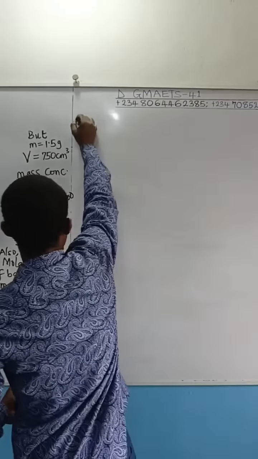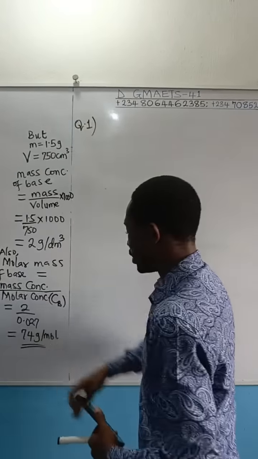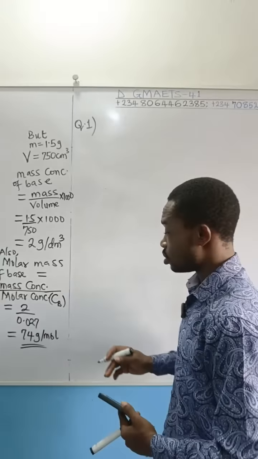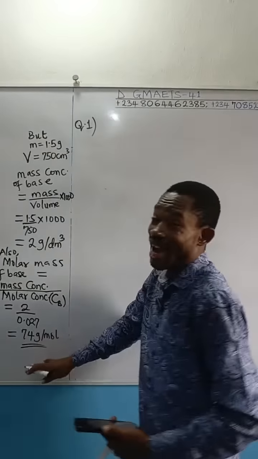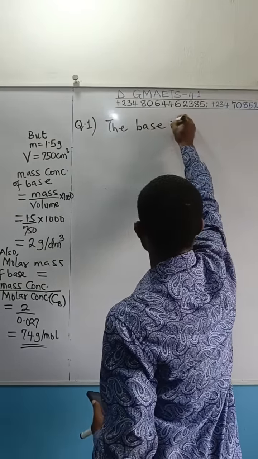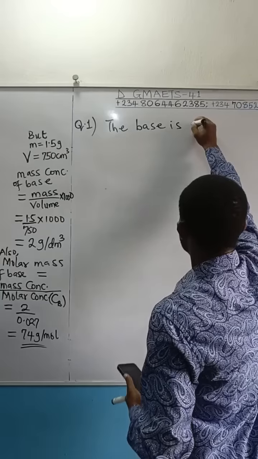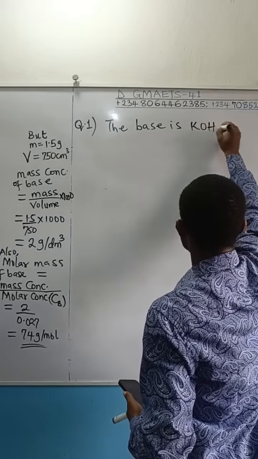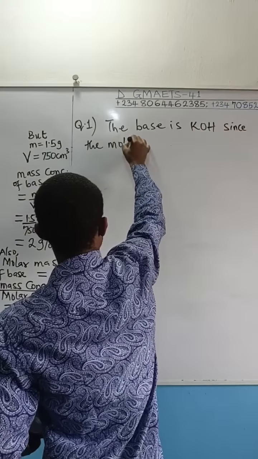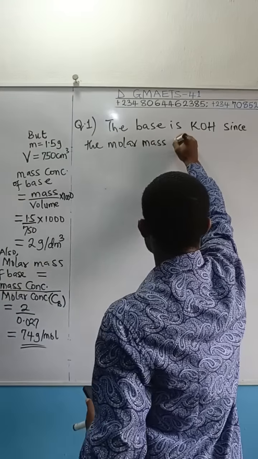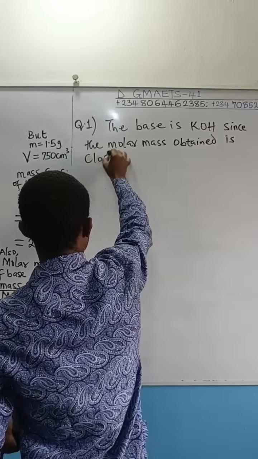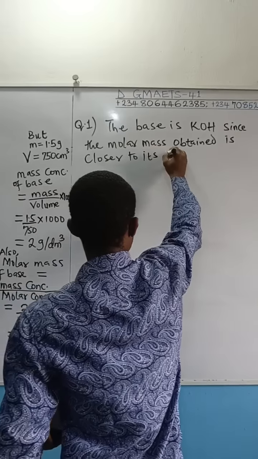All right, still on that question 1. Having calculated the molar mass, the examiner said you should name the base. You should name the base. And like I said, with this I'll make this conclusion. The base is potassium hydroxide, since the molar mass obtained is closer to its molar mass.